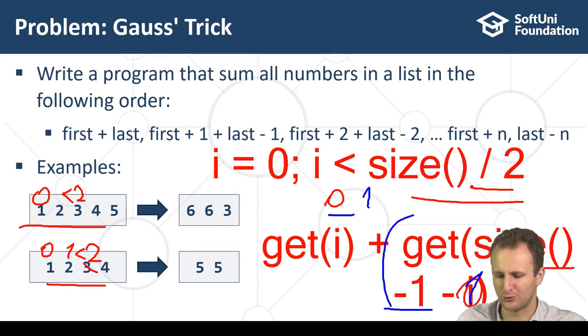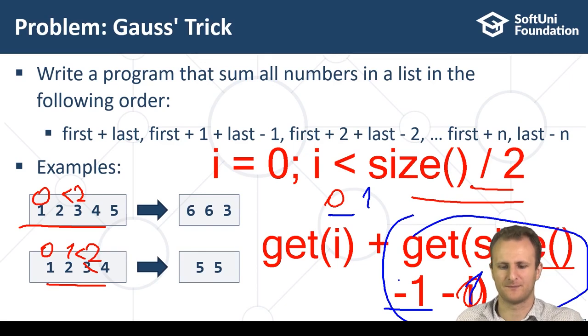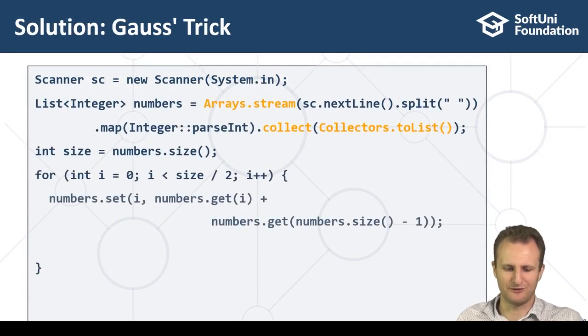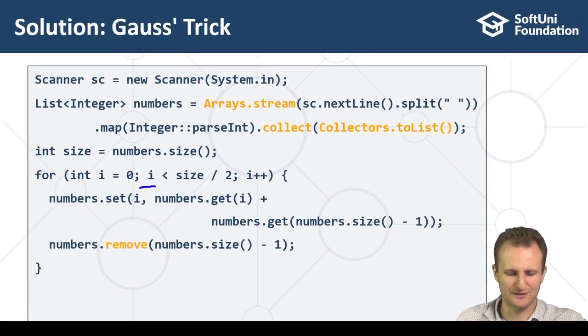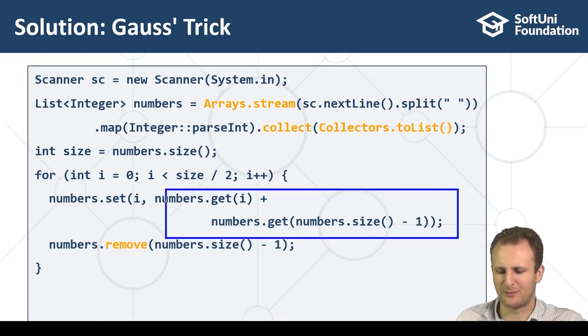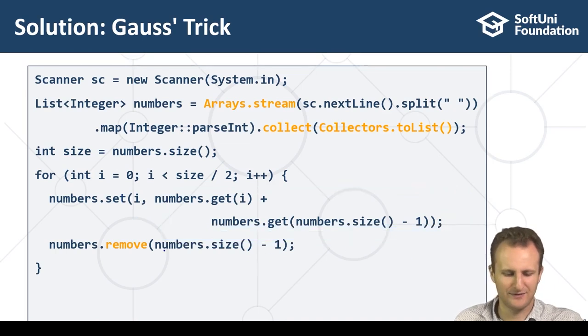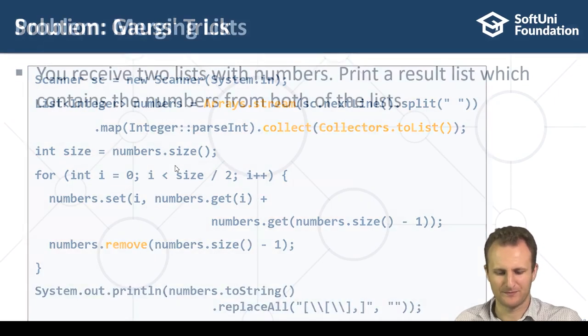And you just need to remove this index after that. And this is what we have here in the for loop. We're just setting the current number to the sum of the numbers I just mentioned, and then removing that last number.